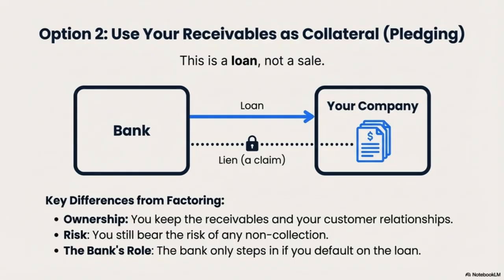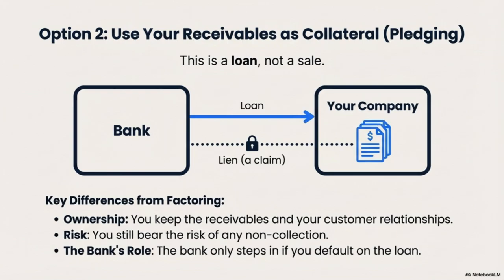Okay, let's look at the second way to get cash faster. Pledging. Pledging is totally different because it is not a sale. Right. You are just using your receivables balance as collateral for a standard bank loan. The bank just puts a lien on those receivables. So the company keeps full ownership. They still have the risk if the customer doesn't pay, and they're still the ones chasing the payment. The bank only steps in to claim those pledged receivables if the company defaults on the loan itself.